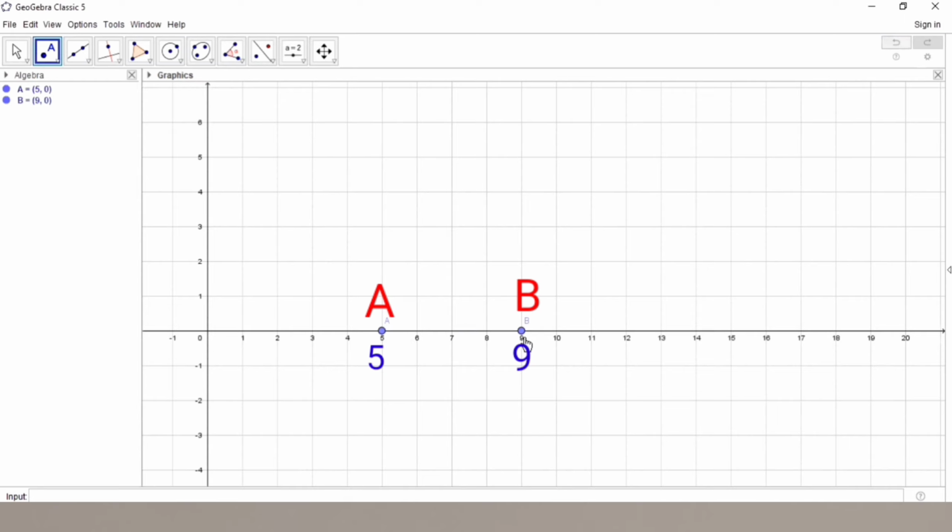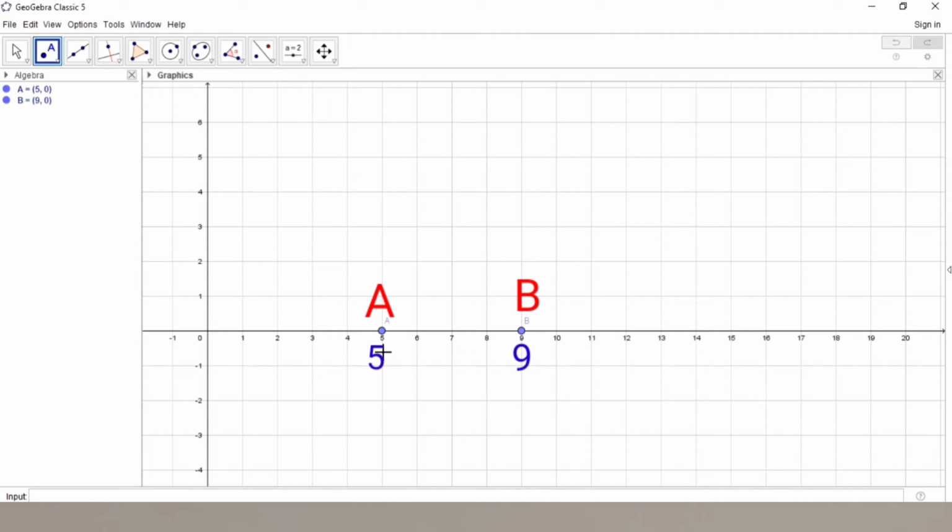To find the distance between them, we are just going to subtract the smaller coordinate from the larger one. So here the coordinate of point B is larger than that of point A, which is 9, and the coordinate of A is 5. So if we just subtract 5 from 9, we get the distance between these two. That is 9 minus 5, that is 4. So this is the distance between these 2 points which are on the number line.